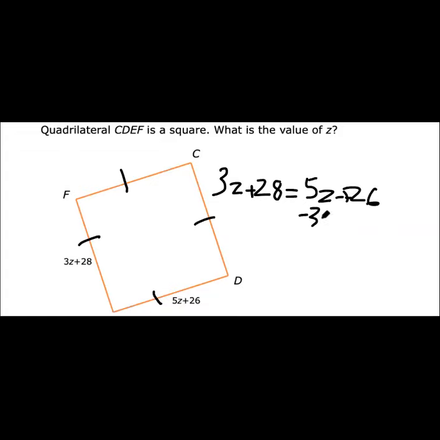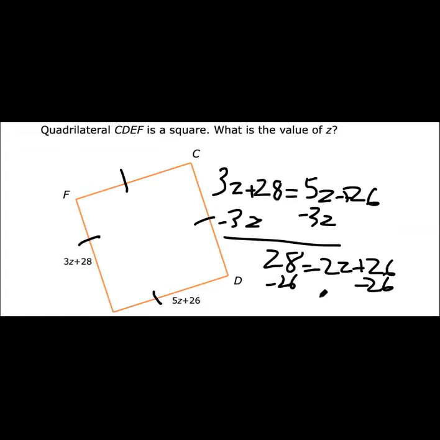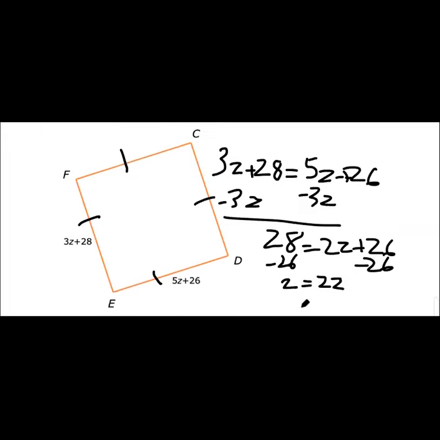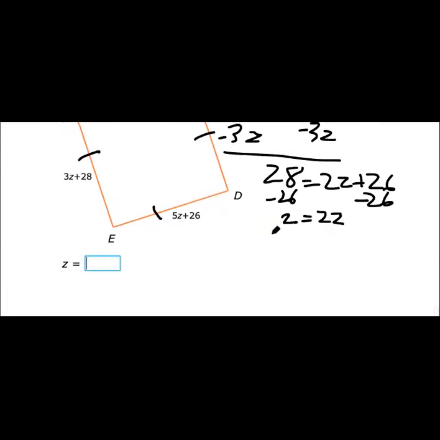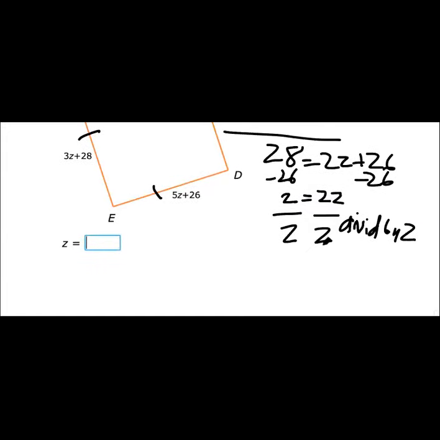Okay. Subtract 3Z from both sides. That's going to leave me 28 is equal to 2Z plus 26. And then we'll subtract 26 from both sides. That's going to be 2 is equal to 2Z. And then I'm just going to divide both sides by 2. Okay. So those 2's will cancel out. This will become 1. So Z is equal to 1.